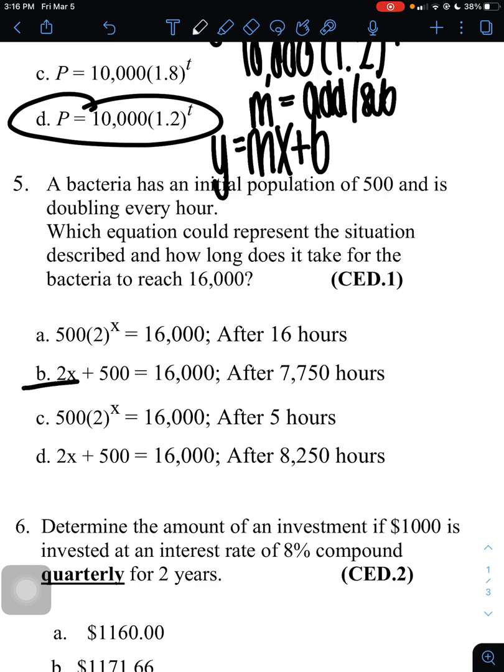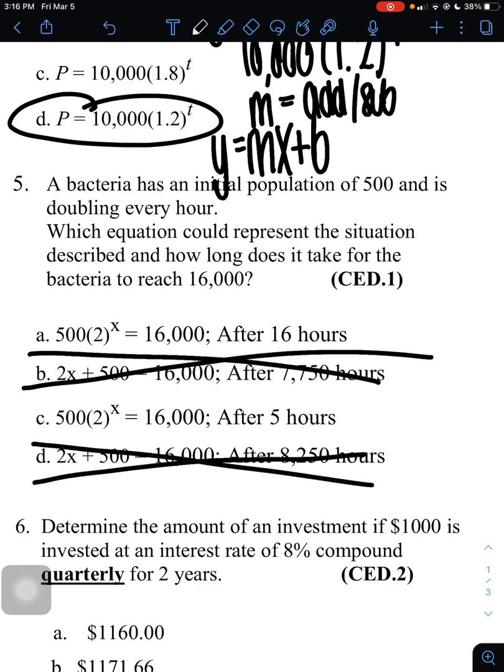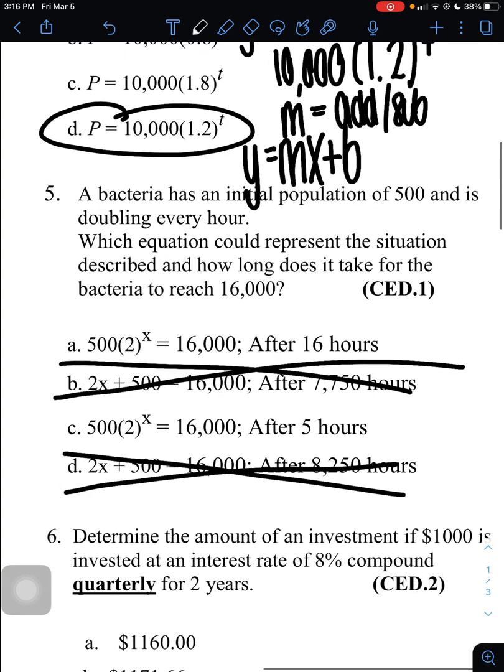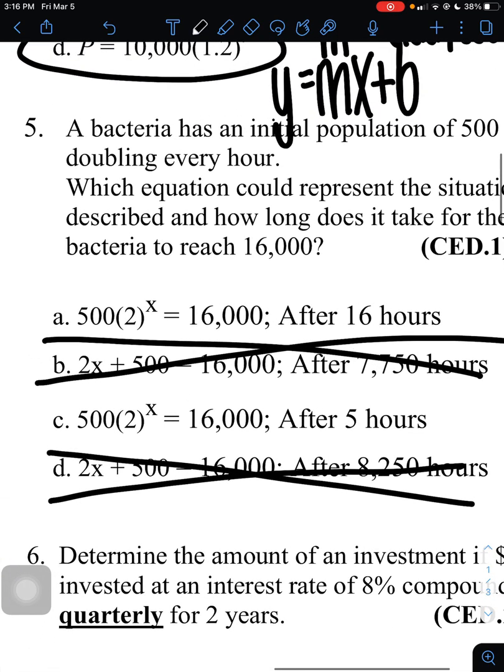So I'm going to go ahead and X out answer choice B and answer choice D because they're linear equations, and I'm looking for an exponential one. That leaves me with A and C. So even if I had no idea what this equation would look like, I should be able to narrow down between A and C. Now from here, the only difference is A says it'll take 16 hours, so that's saying X should be 16, whereas C is saying X should be 5. It'll take 5 hours. So let's see who's telling the truth, A or C.